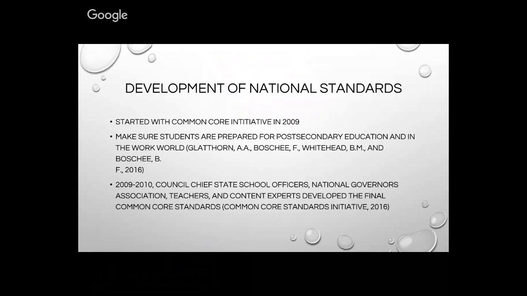Now, between 2009 and 2010, there was a group of people that got together. This group consisted of Council Chief State School Officers, National Governors Association, teachers, and content experts, and they developed the final Common Core standards. These final Common Core standards were adopted by 42 states.